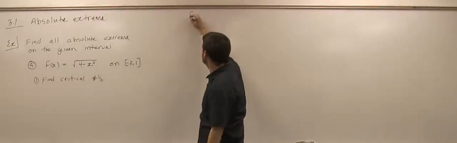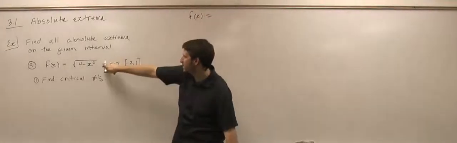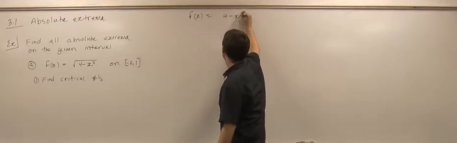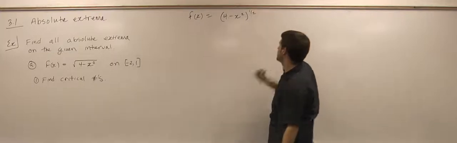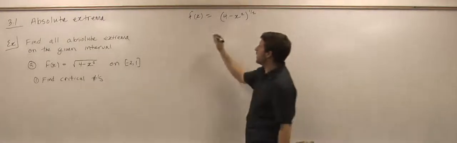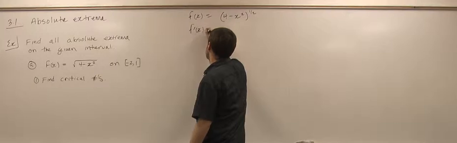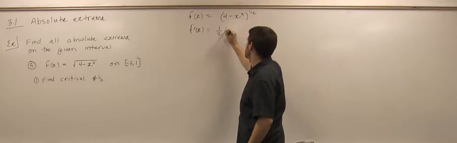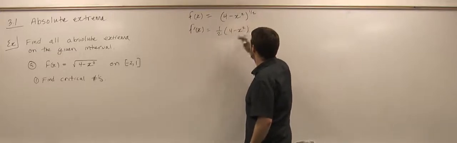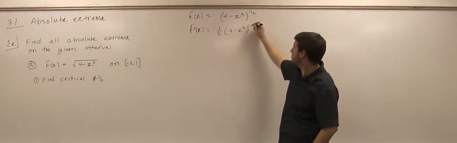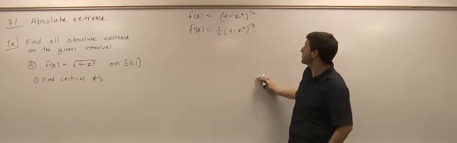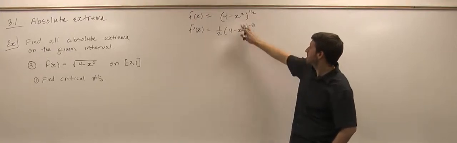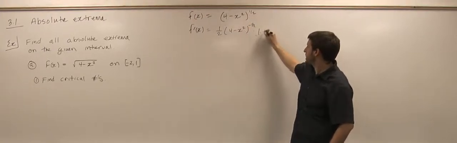So to do that, let me go ahead and rewrite f of x. I don't like square root. I would rather use 1/2 power. So then what's f prime going to be? 1/2 comes down. Inside stays the same, so 4 minus x squared to the negative 1/2. Right, don't forget to subtract 1. Times the derivative of the inside, which is negative 2x.